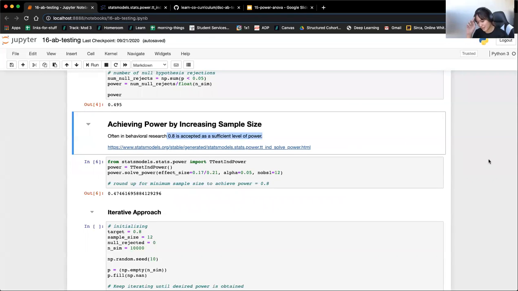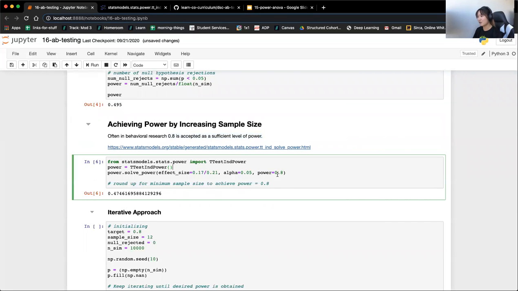In behavioral research, 0.8 is often accepted as a sufficient level of power. And if we play around with that animation that we had, the larger your sample size, the higher your power, just because you have a more representative sample. If we want to solve for a power of 0.8, we can feed it the alpha that we have and also the effect size that we're looking for. And again, remember, for effect size we do have to divide by the standard deviation for Cohen's d. Once we solve for this, you can see that we end up with a minimum sample size of about 25. So in order to achieve a power of 0.8, we should look for a sample size of 25.